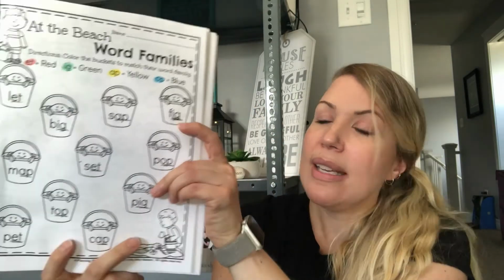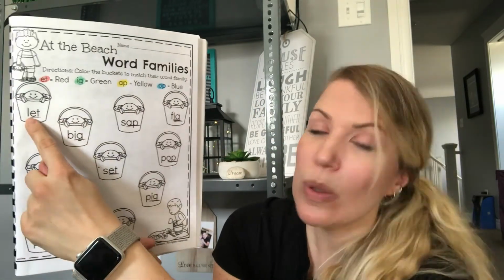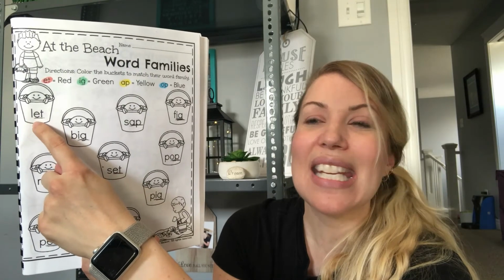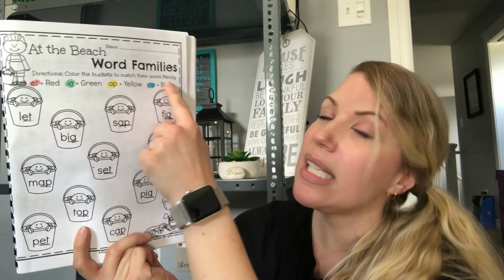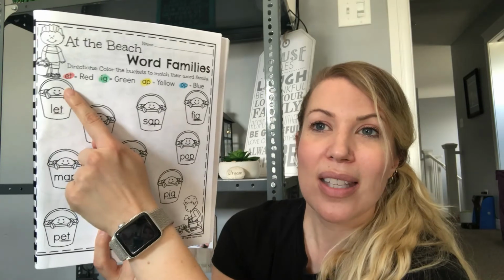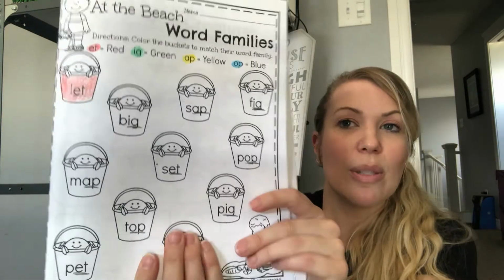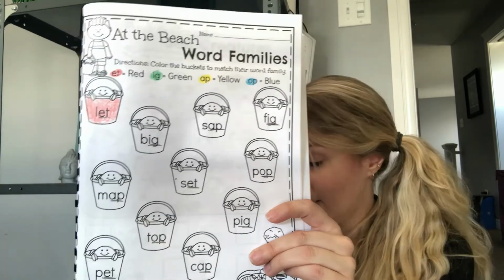So let's go ahead and see if we can find different sounds. So let has an et sound. Can you find the ET up in your colors? There it is, red. So you are going to color that particular bucket red. Now Mrs. C is going to do a very bad coloring job because I have to do this quickly. But you, my darlings, are always going to do your best work. So take your time, okay? So there's our first red bucket, let.